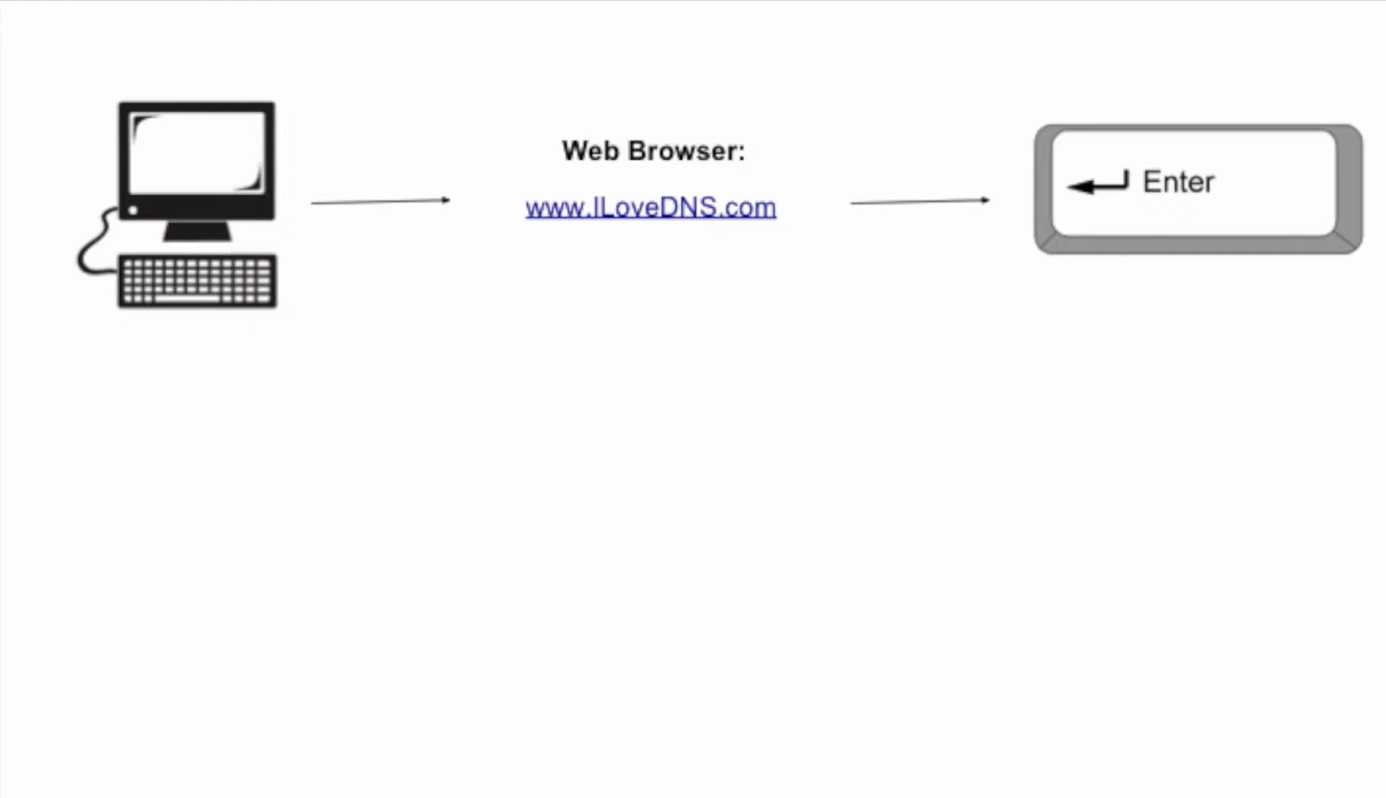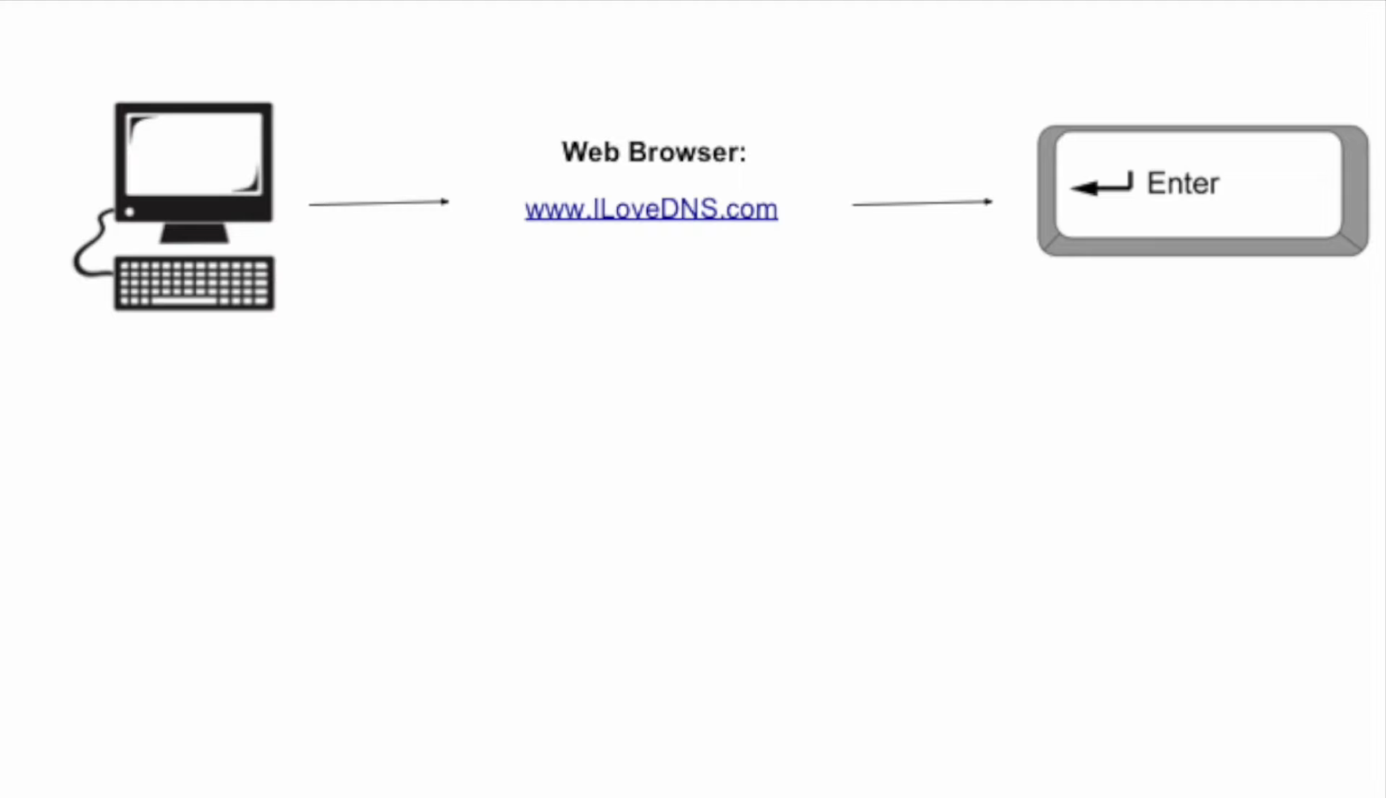The browser asks the operating system if it knows the address of www.ilovedns.com. In this case, since Bob has never been to www.ilovedns.com, his OS does not have this address. Because the address isn't cached, we'll move on to the next step in the DNS process.